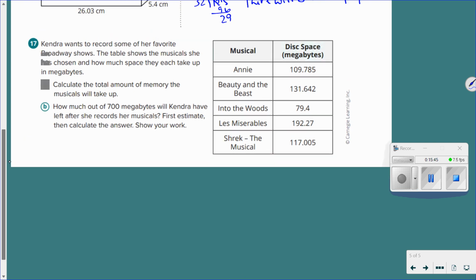Kendra chose to record some of her favorite Broadway shows. The table shows the musicals she has chosen and how much space they each take up in megabytes. Calculate the total amount of memory the musicals will take up and how much out of 700 megabytes Kendra will have left after she records the musicals. First estimate, then calculate. We have a lot of people having a lot of issues with following those kinds of directions. Okay? Take out the estimation part of the test as well.